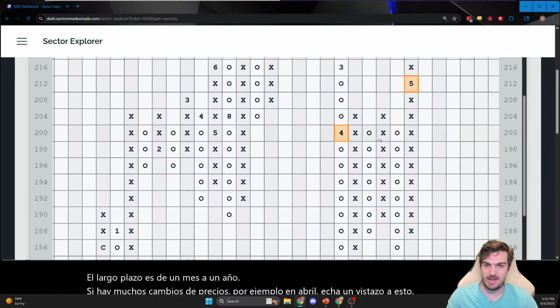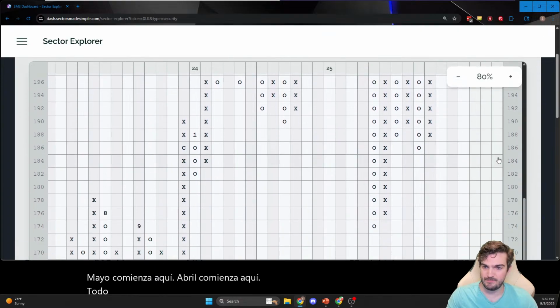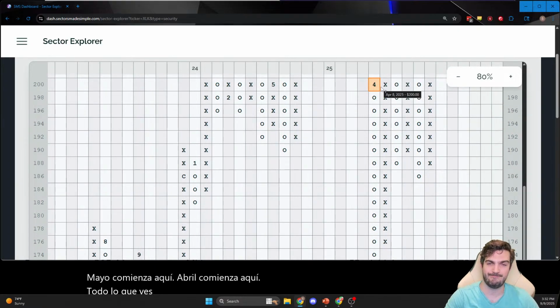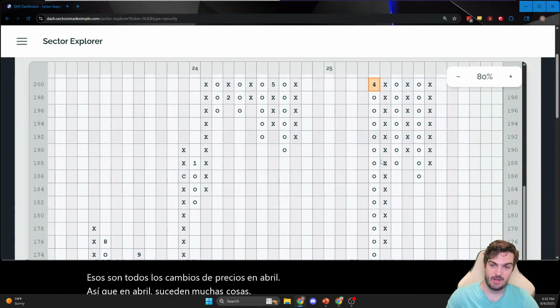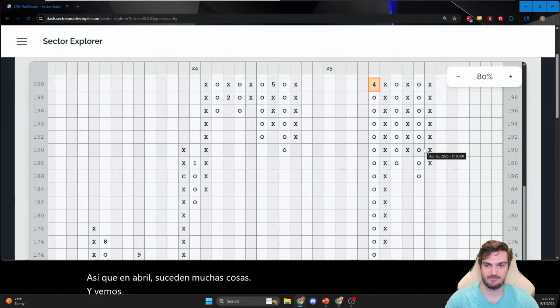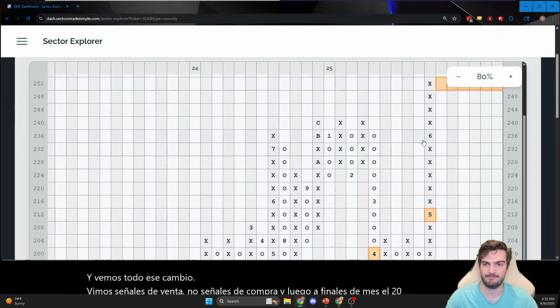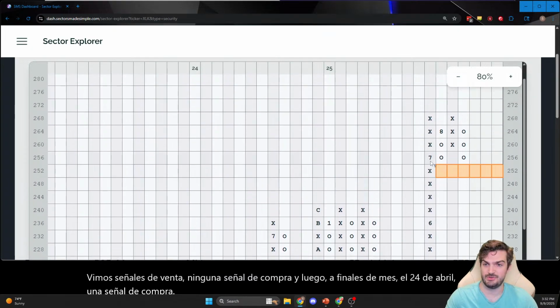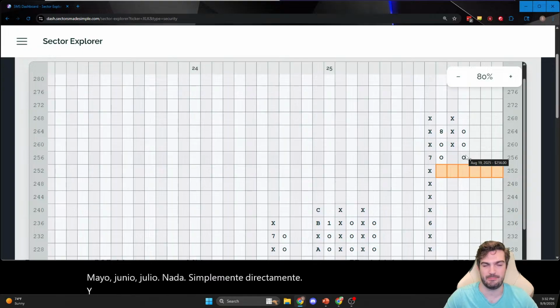May starts here, April starts here. Everything that you see in between, all of these columns, that's all the price changes in April. So in April, there was a lot of stuff going on, and we see all of that change. We saw sell signals, no buy signals, and then at the end of the month on April 24th, a buy signal. May, June, July, nothing, just straight up. And then in August, we saw a little bit of bumpiness.